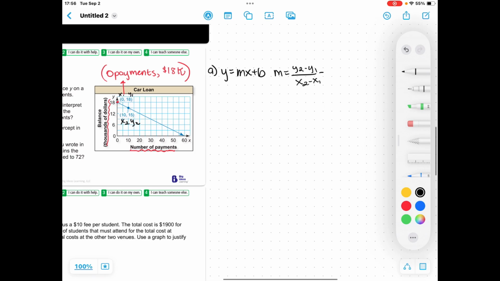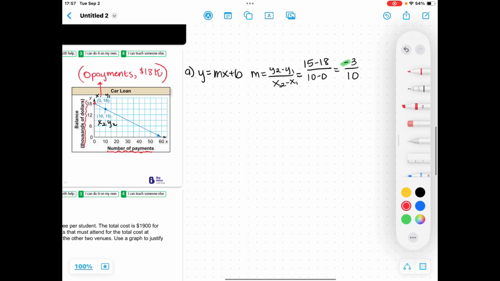So plugging in those points, I have 15 minus 18 over 10 minus 0, which checks out because that'll be a negative 3 over 10. We do indeed have a downhill slope going on, so that negative is needed. And not only that, but this would be in thousands of dollars. So we would interpret that as minus $3,000 every 10 payments.